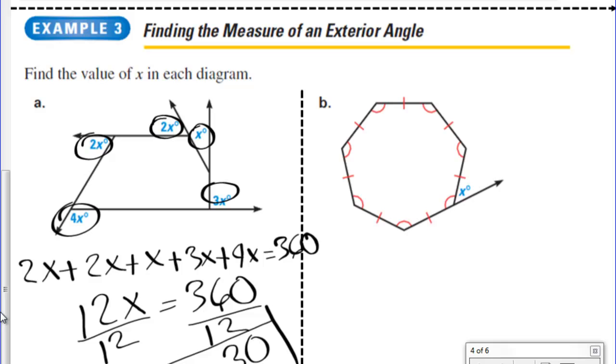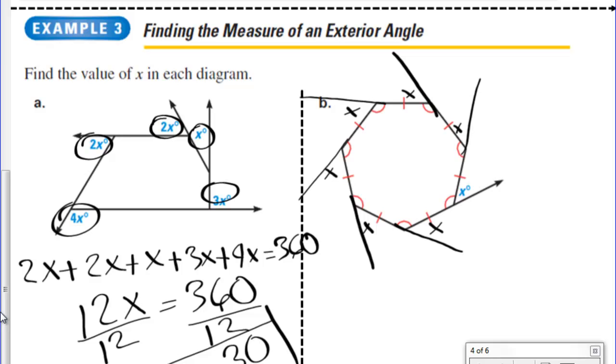All right, let's look at B. Now, is B a regular polygon? It is, because the sides and the angles are congruent. So I can make my exterior angles by extending the lines. That's x degrees. Extend the line, that's x degrees. Extend the line, that's x. That's x. That's x. And that's x. So I have 6 sides. Correction, I have 7 sides. So therefore I have 7 exterior angles. So I have to find the value of x.